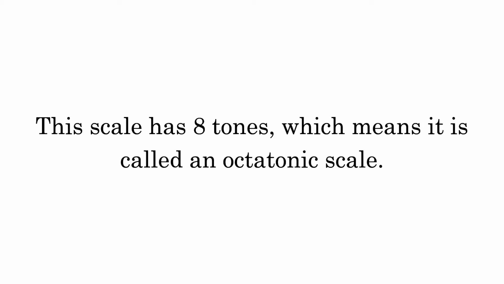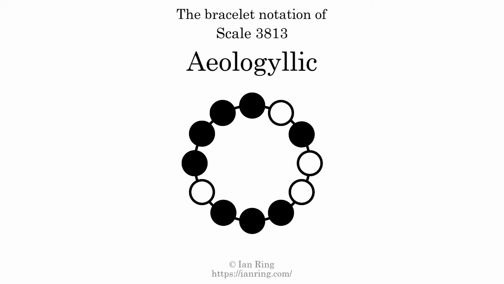This scale has 8 tones, which means it is called an octatonic scale. This is a bracelet notation diagram of scale 3813. The shaded circles represent tones that appear in the scale, and they are read clockwise, starting at the top.